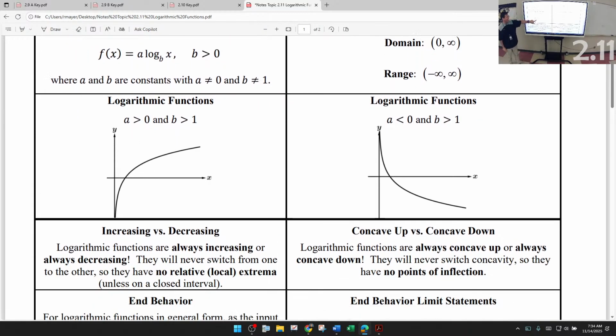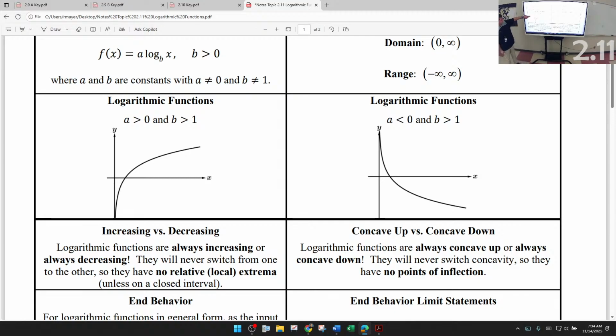This is when a is greater than 0. It starts at 0 and goes up. And when a is less than 0, it goes from positive infinity down to negative infinity. For both of these, b is greater than 1, because b has to be greater than 1. So when a is greater than 0, it looks like this. When a is less than 0, it looks like this. This one's an exponential growth. That one's an exponential decay.